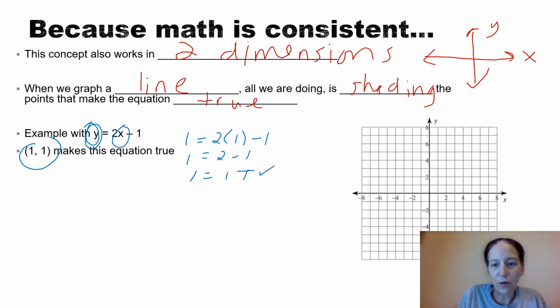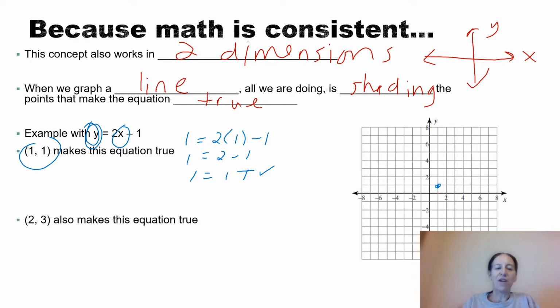And so if I were to do the graph for that particular equation, what I would do is go over to the point (1, 1). This is super hard to do on a computer screen, but I would put a dot at the point (1, 1) because (1, 1) makes that equation true. Okay, don't overthink it. But (1, 1) is not the only point that makes that true.